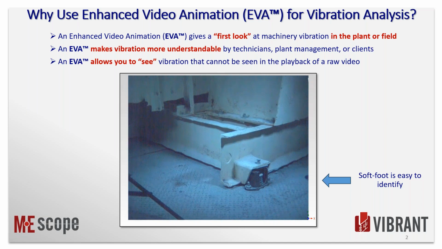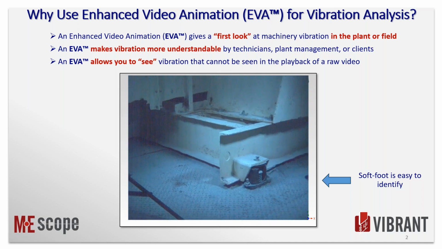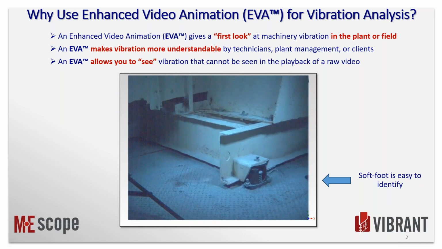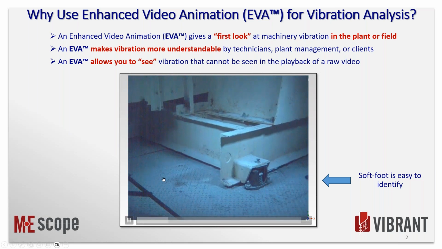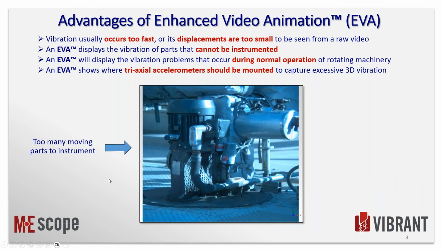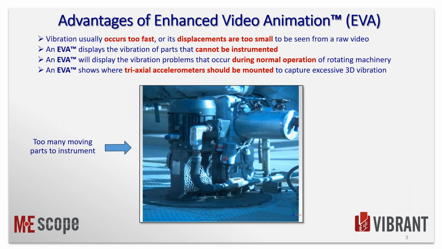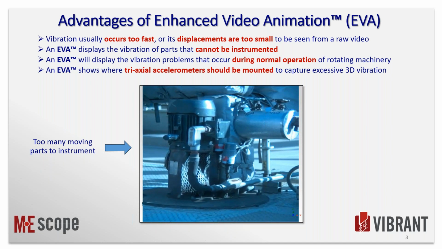EVA makes vibration more understandable for technicians, plant management, or clients. EVA allows you to see vibration that cannot be seen in the raw video. So we can amplify it, we can slow down the motion, we can speed it up, we can do lots of things with the data once we've extracted it from the video.